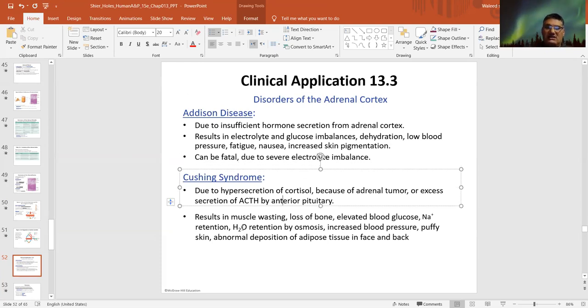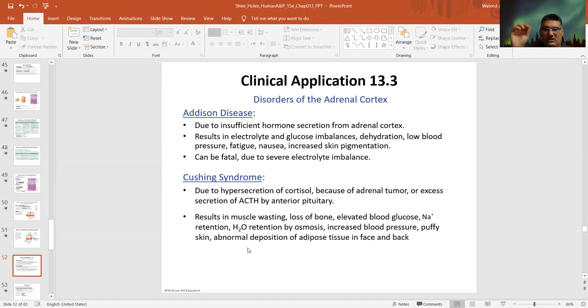Cushing syndrome, on the other hand, is the opposite, increased secretion. Same thing, if the cortisone is increased and aldosterone is increased. Both of those are secreted more, especially if there is a tumor, whether in the cortex or in the pituitary gland. It's going to increase the function of those two. So it's going to lead to muscle wasting, loss of bone, and increased glucose, which is one of the actions of cortisone. Water retention is one of the actions of aldosterone, and increased blood pressure because you're increasing your water and blood size.